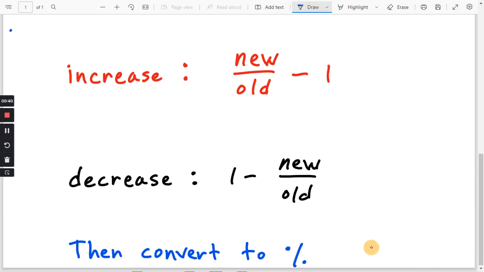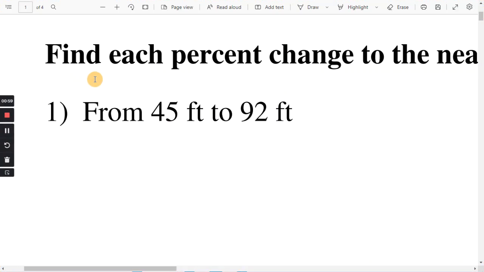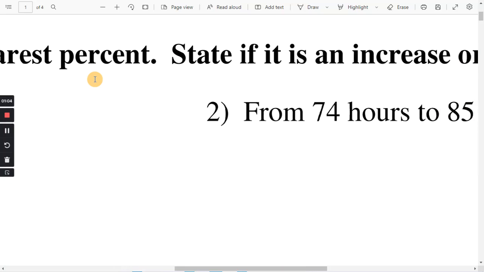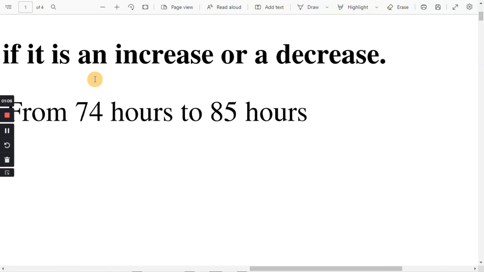For instance, if you wind up with 0.08, you just move the decimal 2 places to the right, and that would be the equivalent of 8%. All right, so they want to find each percent change to the nearest percent, so we're rounding off. State if it is an increase or a decrease. Well, that part is easy. We know if it is an increase or a decrease right in the beginning of the problem.